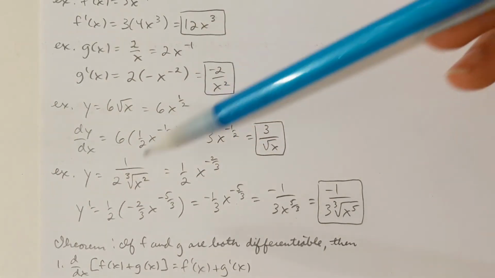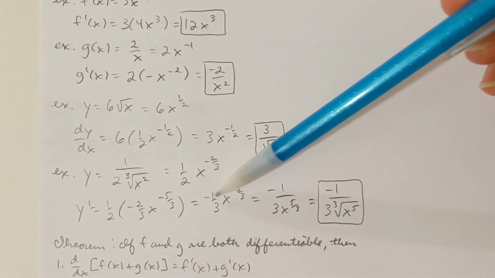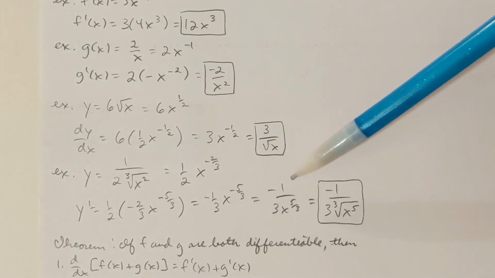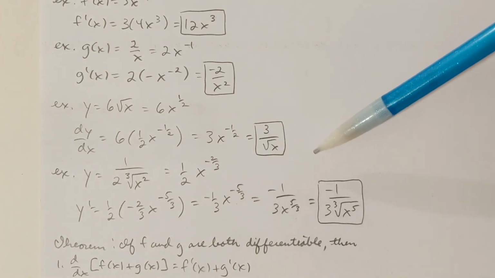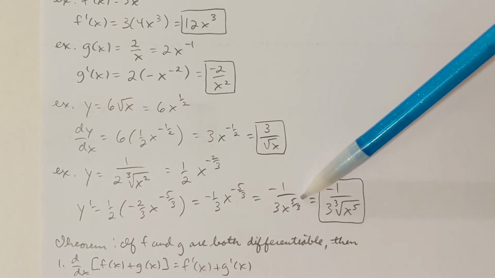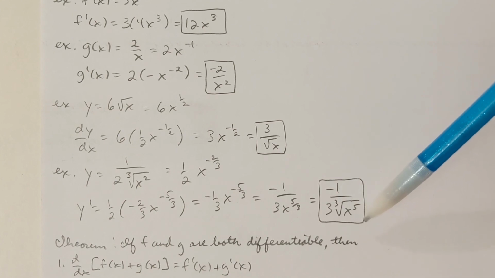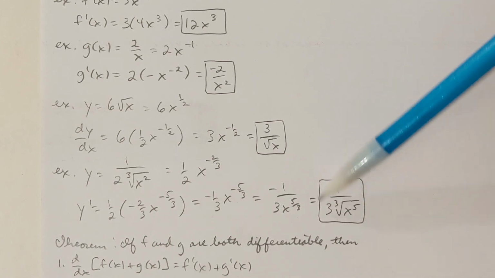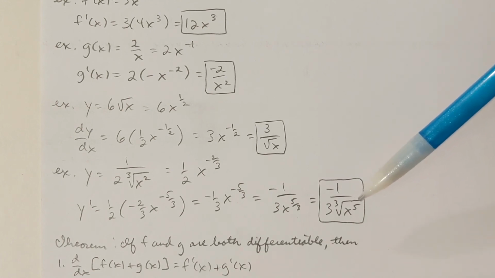And now I'm going to simplify. The 2's will cancel there. I'm going to be left with negative 1/3 x to the negative 5/3. Or that's the same as negative 1/3 times 1 over x to the 5/3. x to the 5/3 in radical form would be the same as the cube root of x to the 5th. And so this would be my answer in simplified form.